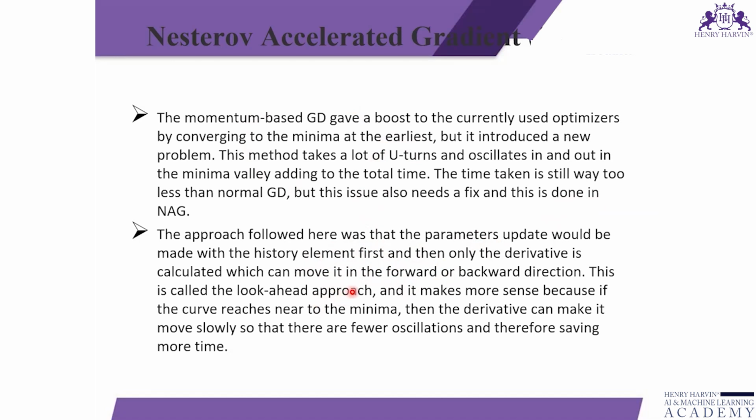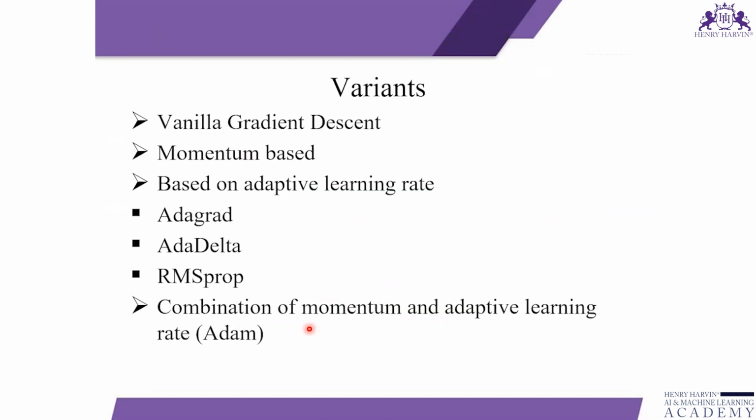This is called a look ahead approach, and it makes more sense because if the curve reaches near the minima, then the derivative can make it move slowly so that there are fewer oscillations and therefore we can save more time. There are several other variants like vanilla gradient descent, momentum based. Now, when we talk about adaptive learning rate, it could be AdaGrad, AdaDelta, RMSprop, and there is another one, a combination of momentum and adaptive learning rate.